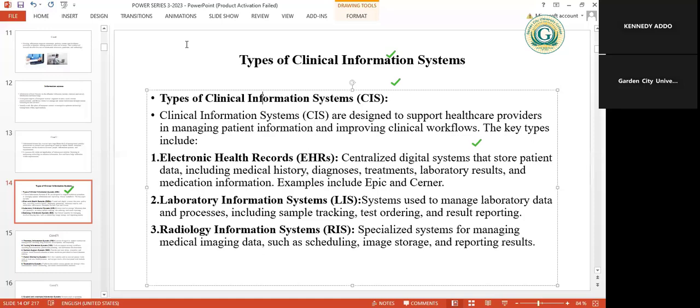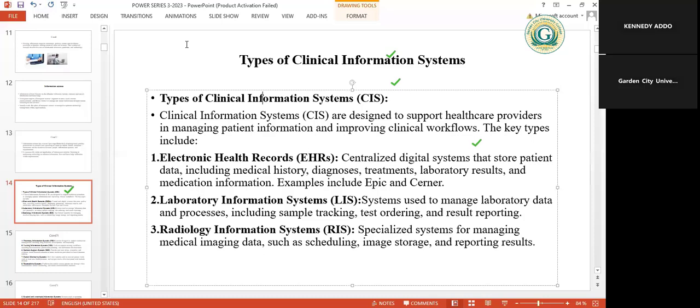The next one is what? Laboratory information system. They are used to manage laboratory data and processes, including sample tracking, test ordering, and results reporting. So the clinician at his or her end may request laboratory services, X-ray services for the patient, right? Then in the same vein, those laboratory attendants will also forward the results to the sender.